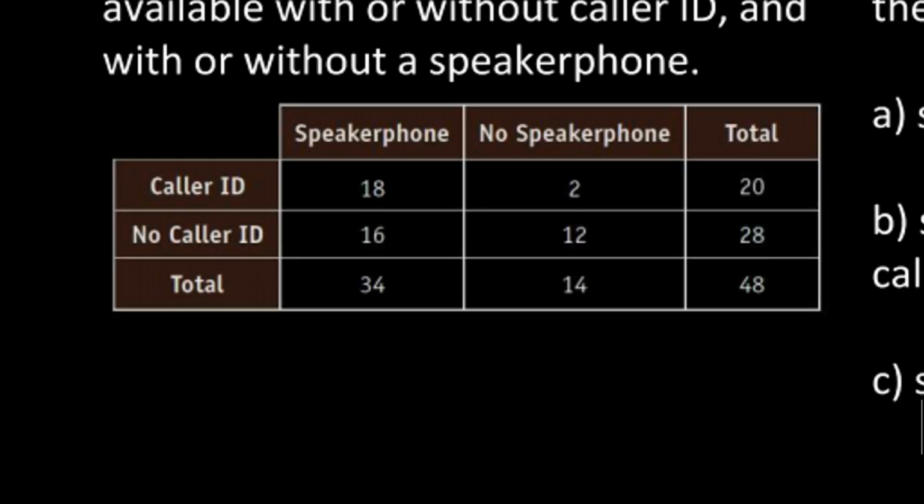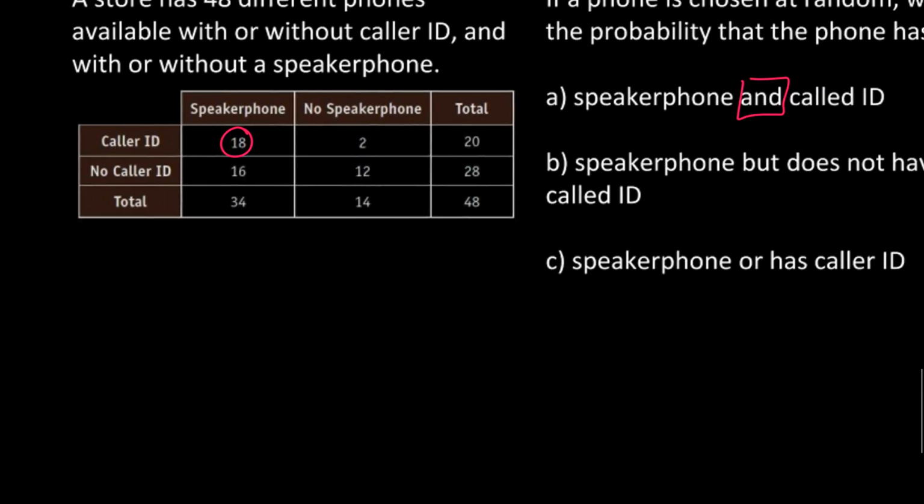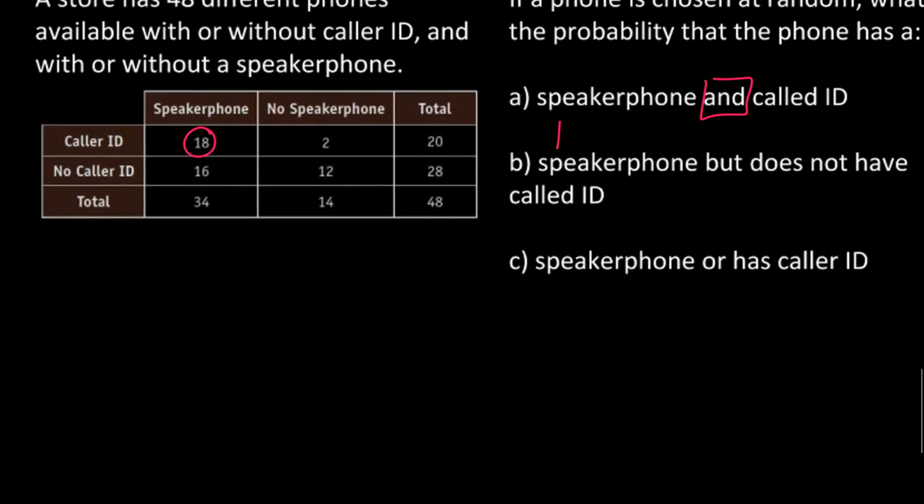So we want speakerphone and we want caller ID. Where do these two columns and rows intersect? At 18. That's our "and" between caller ID and speakerphone. 18 out of, what's our total? 48. Now, I'm going to write my probability notation, and I'm just going to simplify these words down to S.